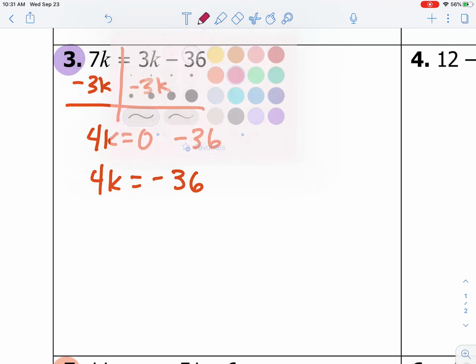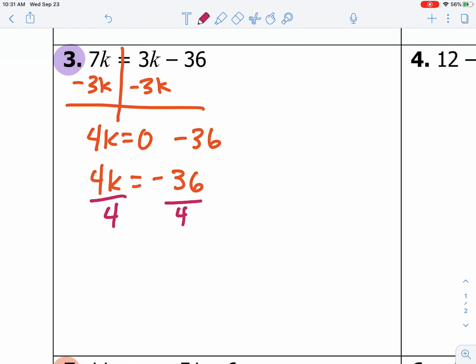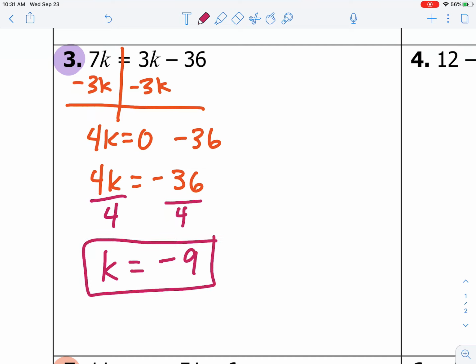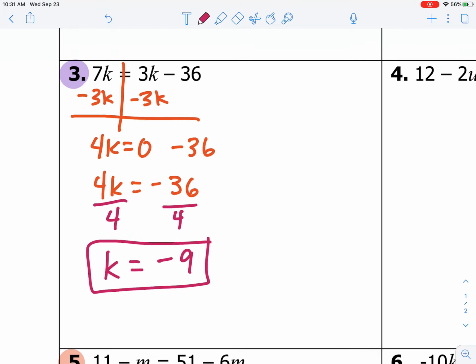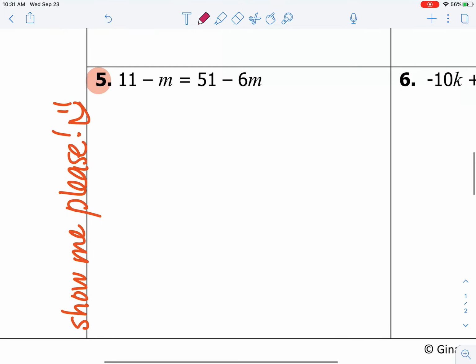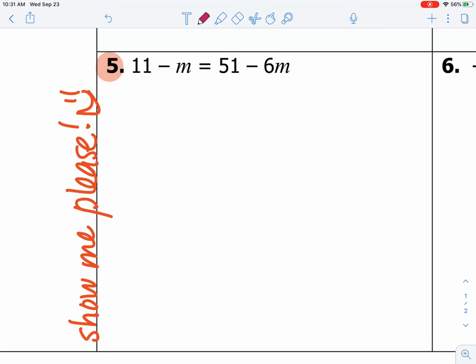Divide both sides by 4 is your next step. What is negative 36 divided by 4? Negative 36 divided by 4 is negative 9. So now I want you to pause this video and I want you to try number 5. And then after you're finished with number 5, press play again and watch to see if you got the answer correct.